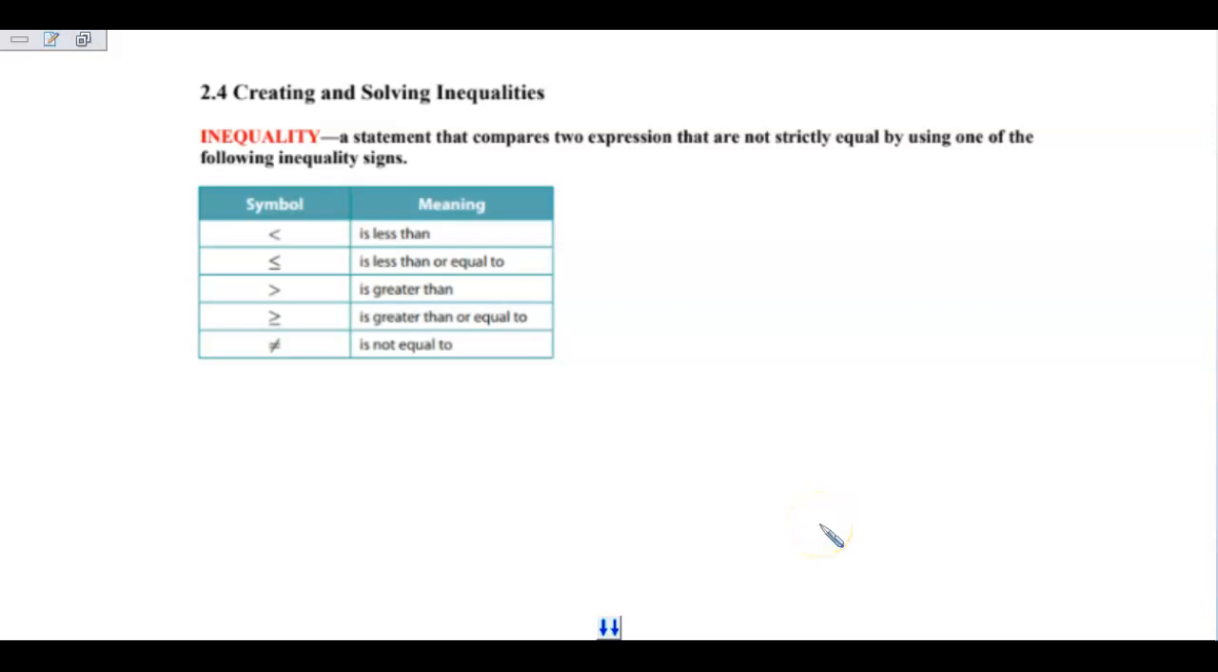Hello. Today we're working with creating and solving inequalities, and we're going to start with solving inequalities first. An inequality is a statement that compares two expressions that are not strictly equal by using one of the following signs. We have less than or equal to, greater than or equal to, and also the is not equal to, which happens when there's no solution.